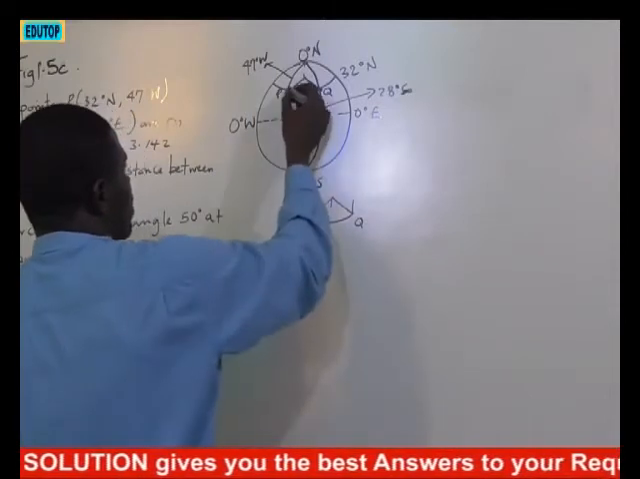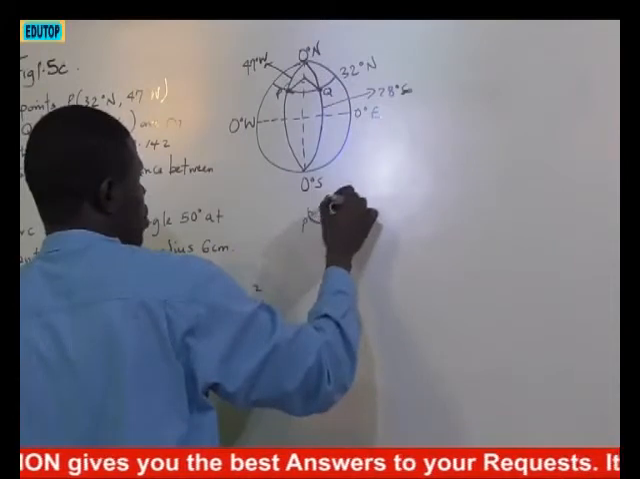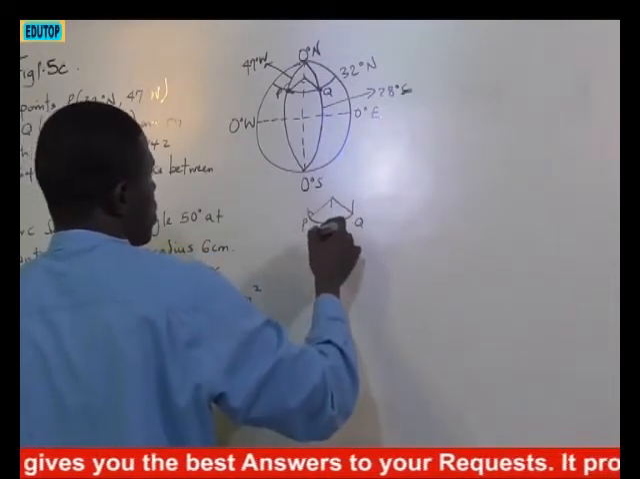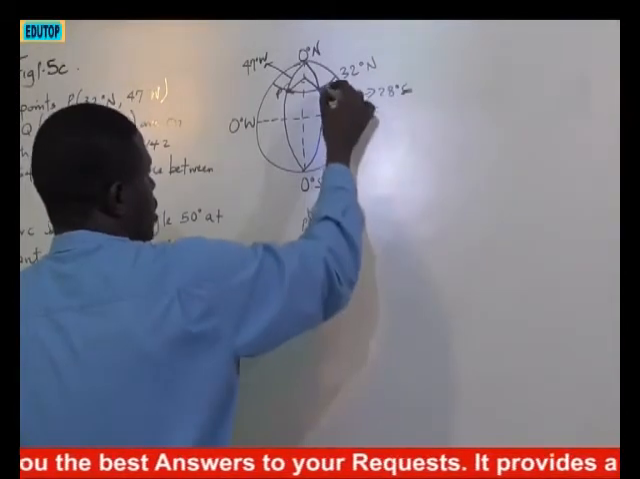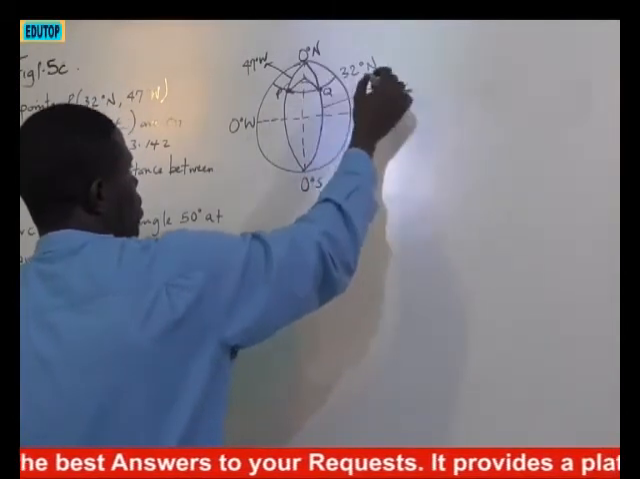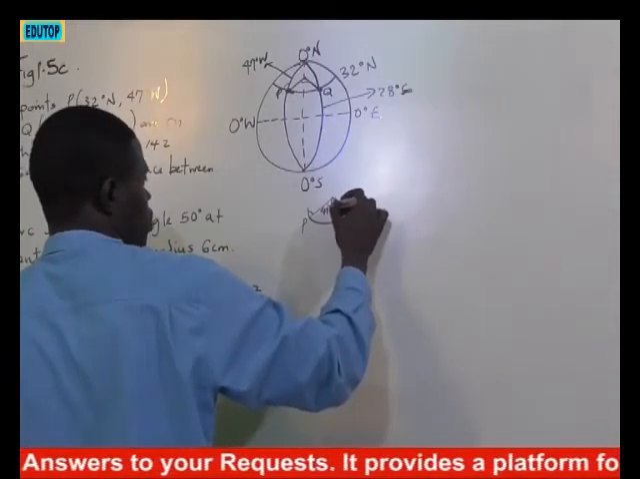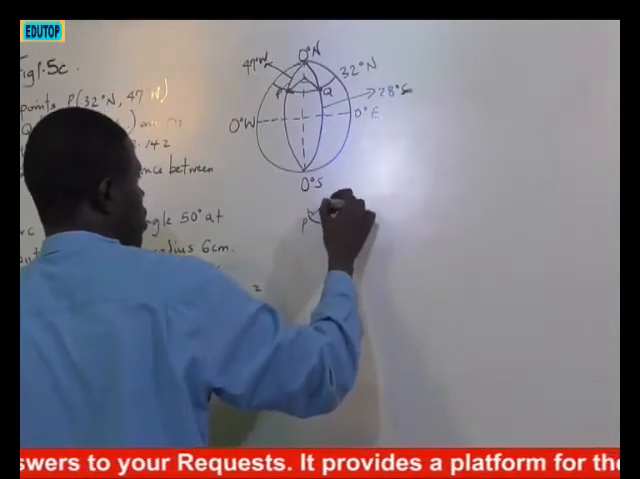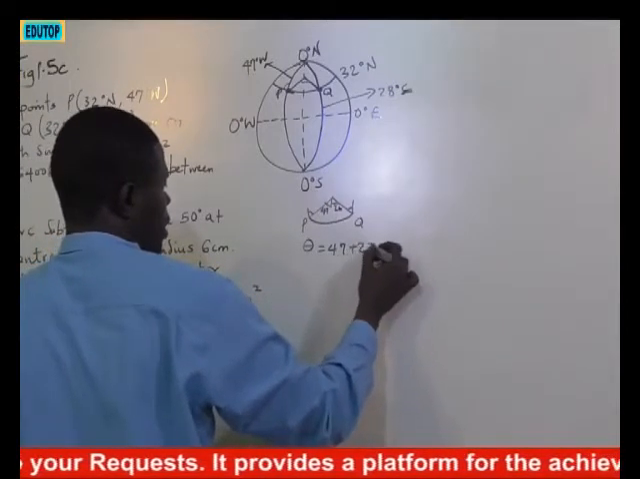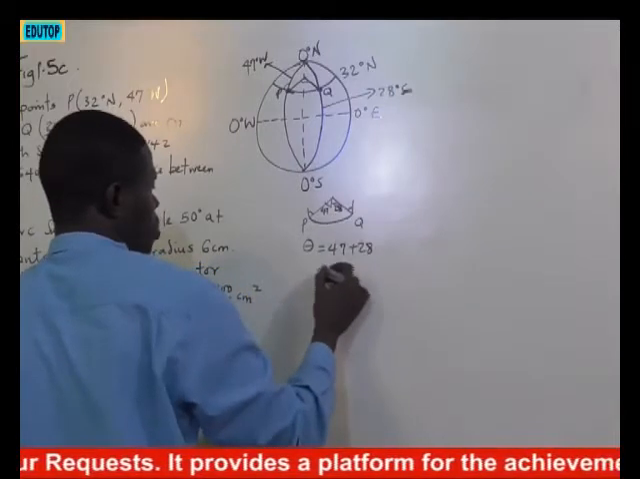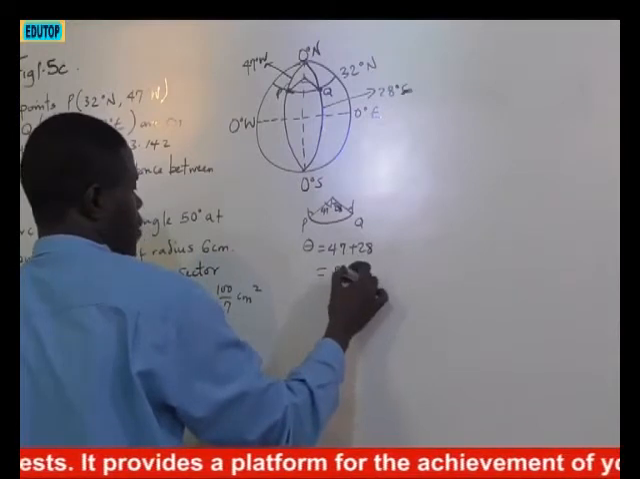Now, what is here? Because this place is alternate to this place. So what's here? 47. So this place is 47 degrees. And what is here? This place is alternate to this place. So what is here? 28. So 28 is here. Automatically 28 will be here. So that means our theta, which is the whole of this place, will be 47 plus 28. So that will be what? 75 degrees.